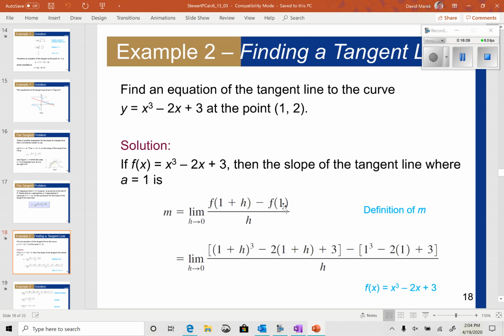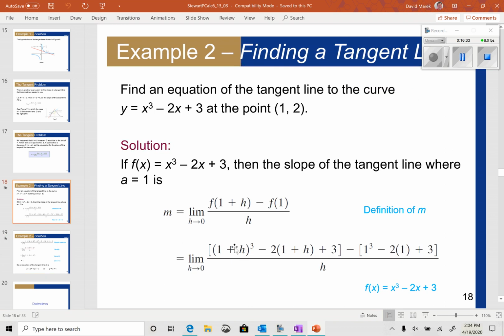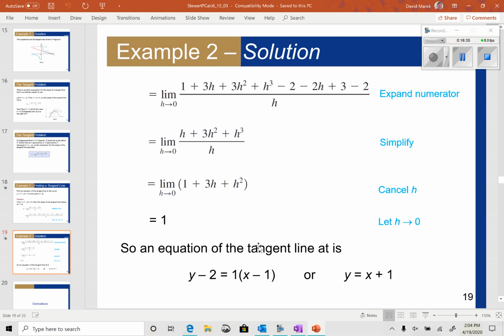And then we have to subtract f of 1. So we're going to take the number 1 and substitute it for x into that entire function. So 1 cubed minus 2 times 1 plus 3. And again, it's all divided by h. Now that numerator needs some help. So again, do you remember our binomial theorem? 1 plus h cubed should give us 1 plus 3h plus 3h squared plus h cubed. If not, you might need to go back and review that binomial theorem.